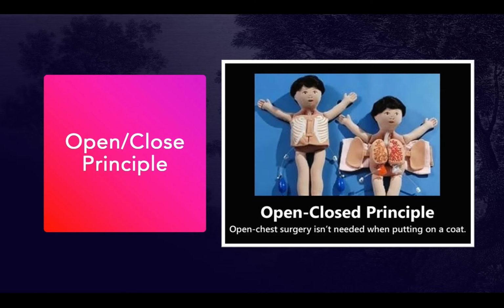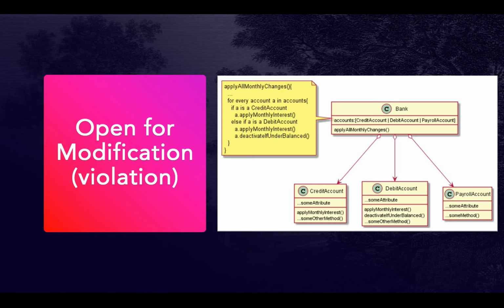Here's part of the series of SOLID design principles, but presented using motivational posters. Some artists/computer scientists did these. So, open class, closed principle. Open chest surgery isn't needed when you're merely putting on a coat. What does this mean? Here's an example of a violation of the open closed principle.